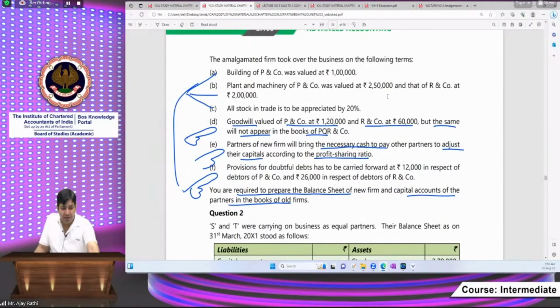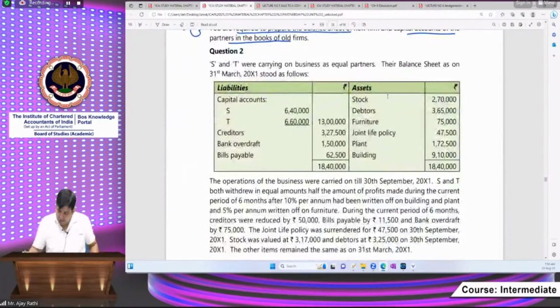Anyways, now question number 2 is there. The main thing here is that this is the balance sheet of S and T equal.